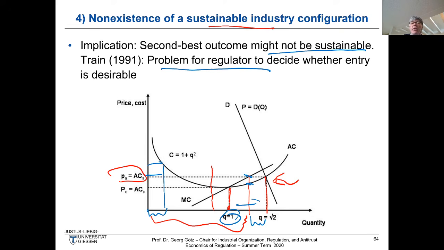That's a problem here. Ken Train describes it in some detail in his book Optimal Regulation. So the problem is here, if you have such a structure, you would have potential entrants which want to enter. They want to enter, but you don't know whether it's a good thing to enter or not if you are a regulator and want to maximize social welfare. We will later on see anyway, because we typically do not prohibit firms to enter, but as a regulator you might think about it.